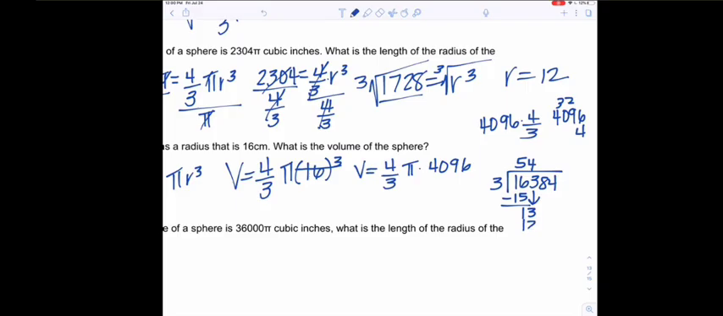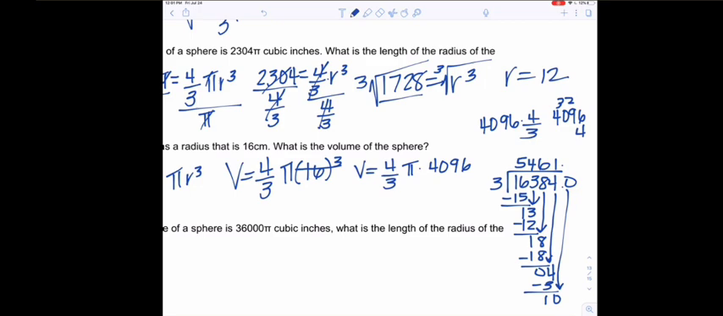3 goes into 13 4 times. 3 times 4 is 12. Bring down the 1. 3 goes into 18 6 times. 3 times 6 is 18. Bring down the 4. 3 goes into 4 1 time. 3 times 1, 3. And that's when I add a decimal and bring down a 0.